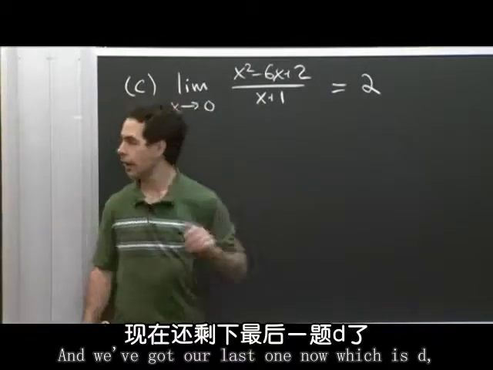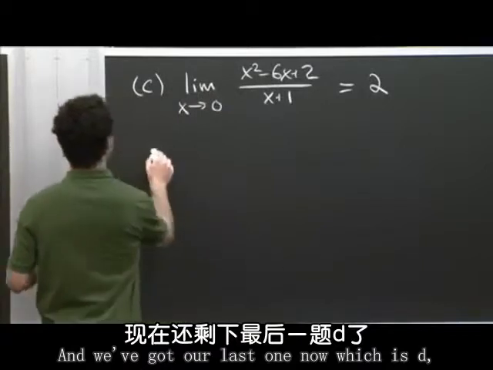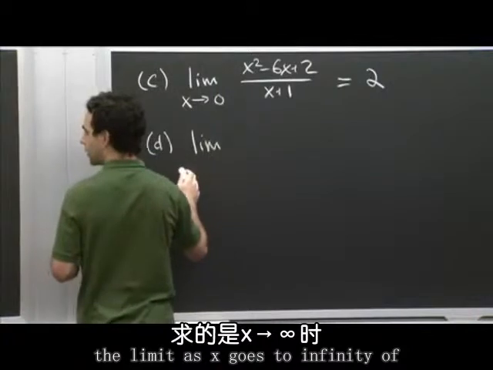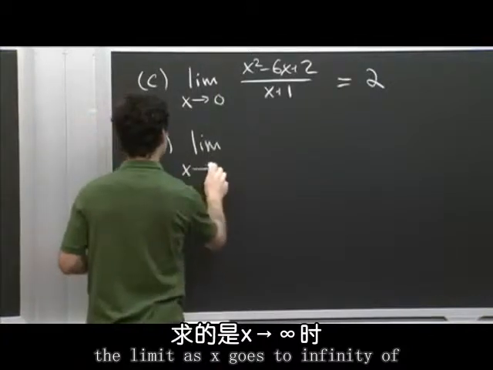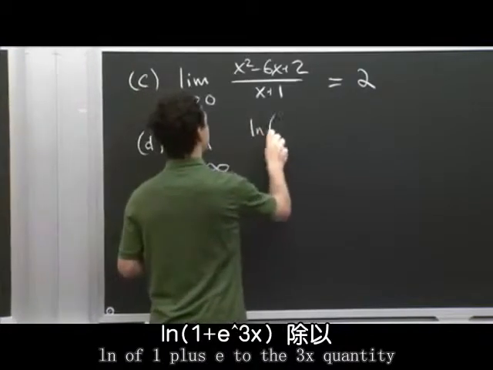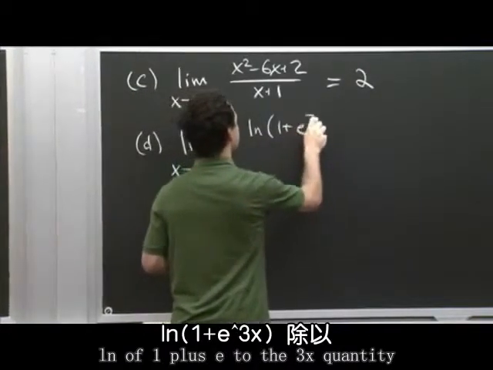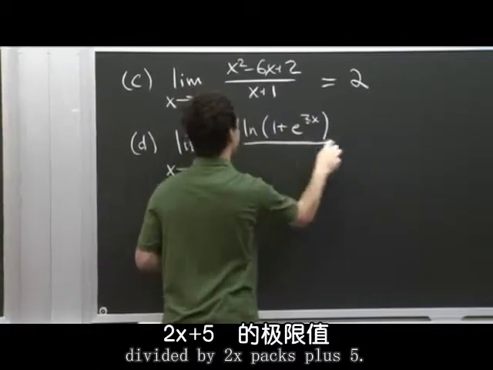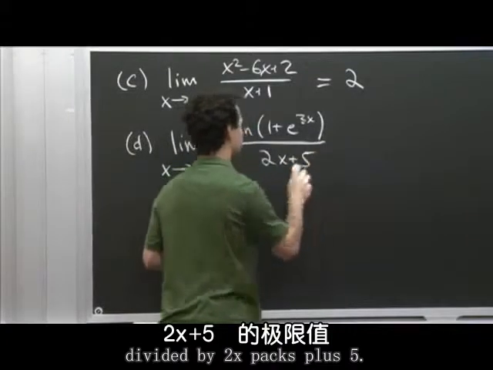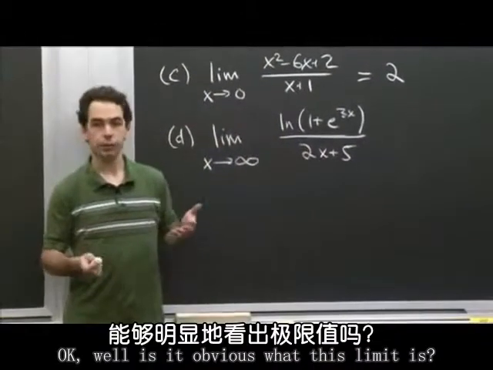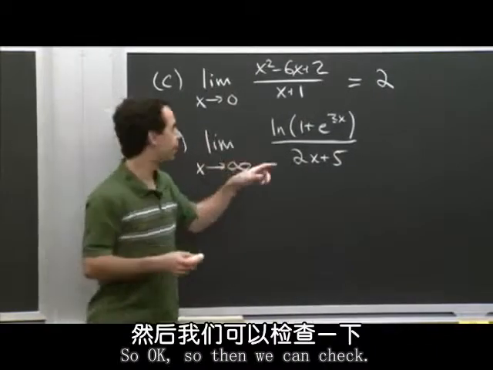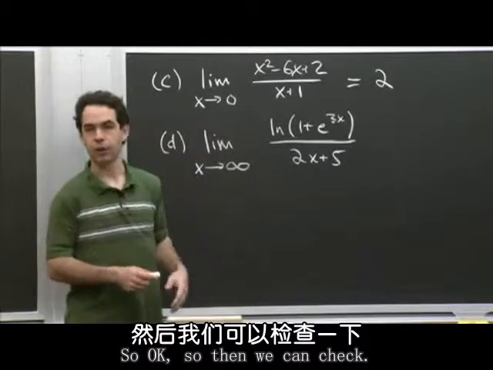Good, so that's 2, and we've got our last one now, which is D, the limit as x goes to infinity of ln of 1 plus e to the 3x, quantity, divided by 2x plus 5. OK, well, is it obvious what this limit is? Not to me. So then we can check.